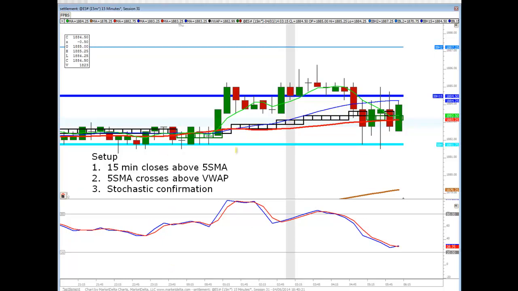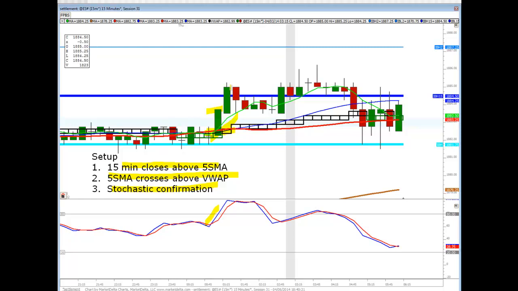But let's take a look at our reverse setup, if you will. What happened here, just to highlight. 15-minute closes above 5 SMA, which it did. 5 SMA crosses above VWAP, which it did, going up. Stochastic confirmation. Okay, we're in there. Now, you might say, I got in a little bit late. Well, but at least my entry was a safe one. It is very difficult to capture moves sort of in their infancy or the minute that they begin.